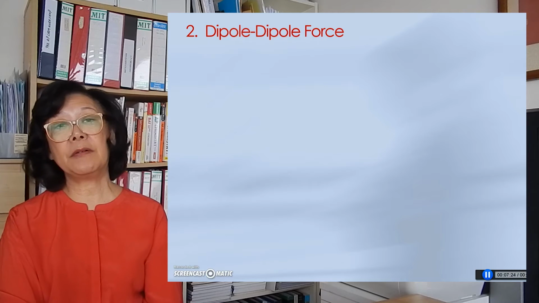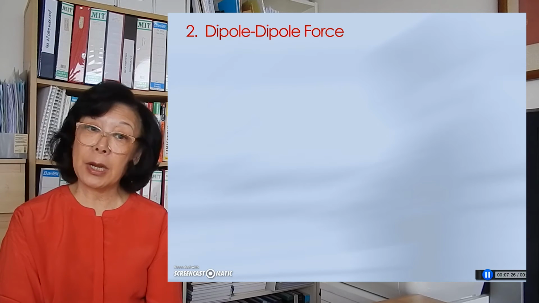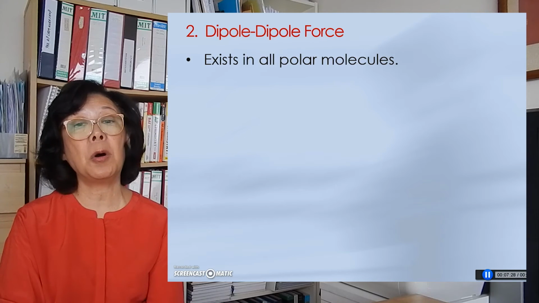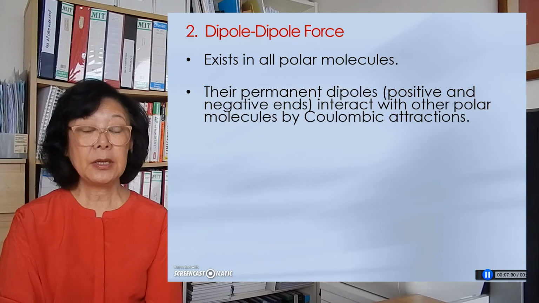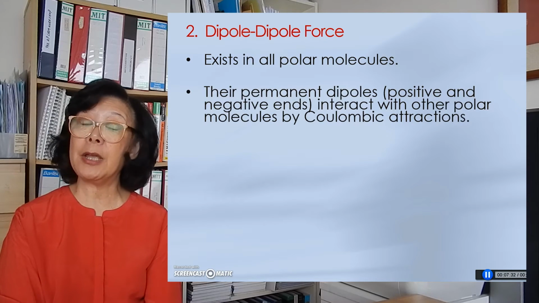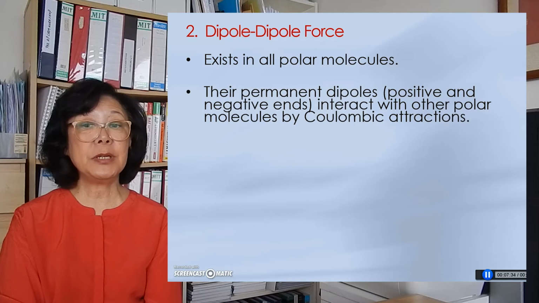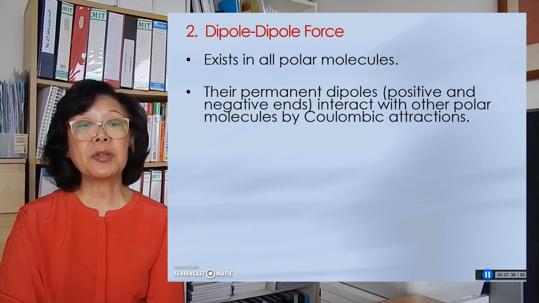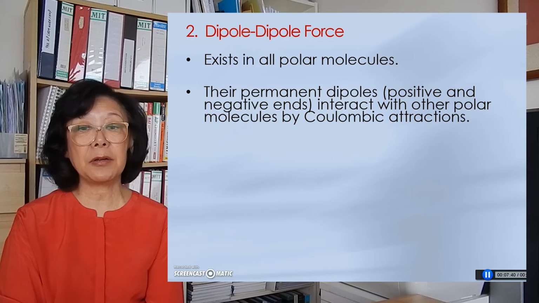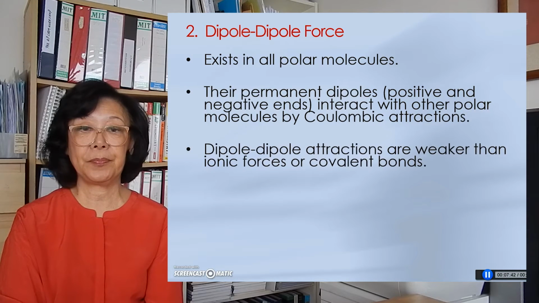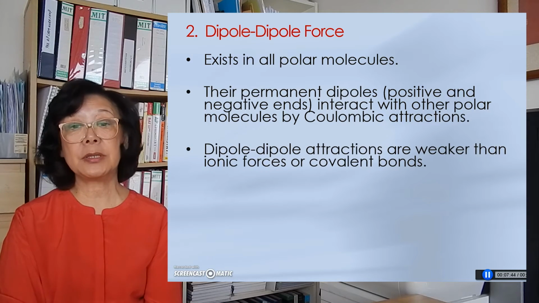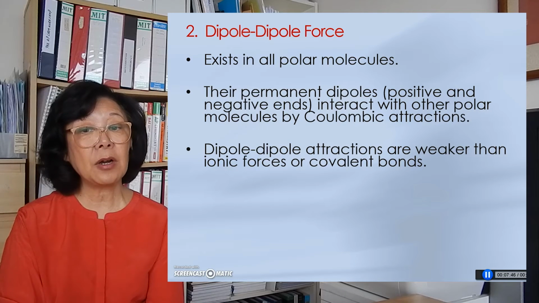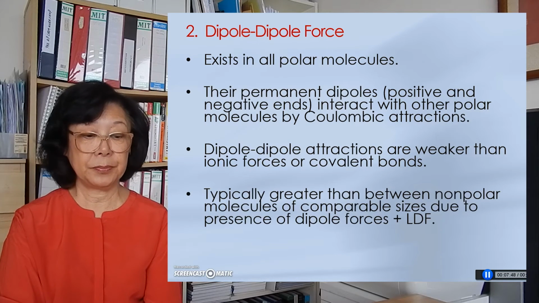The second kind of intermolecular force is called dipole-dipole force. It exists in all polar molecules. Now, this is not a temporary dipole, but a permanent dipole, which means it has positive and negative ends interacting with another polar molecule by Coulombic attractions. Dipole-dipole attractions are weaker than ionic or covalent bonds.